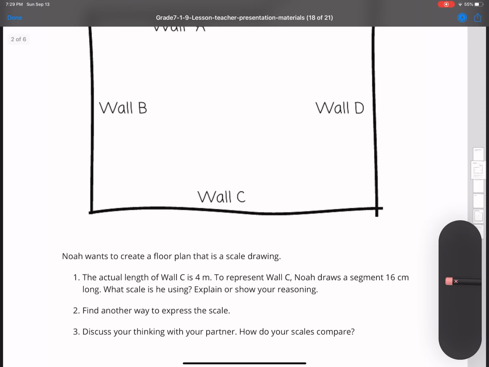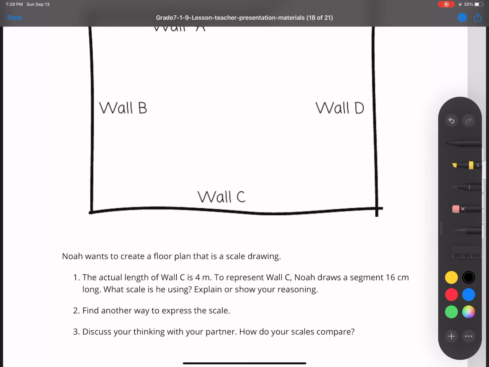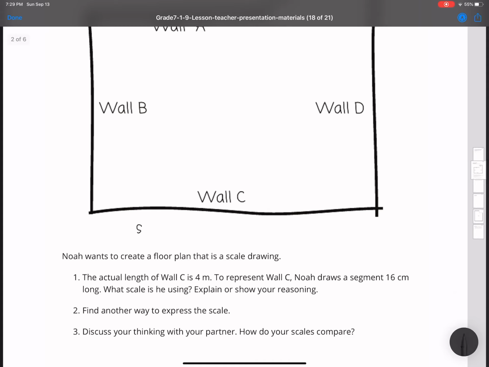So in previous lessons, I always told you guys that you want to divide the scale copy or the scale drawing measurements divided by the original figure measurements. Okay?